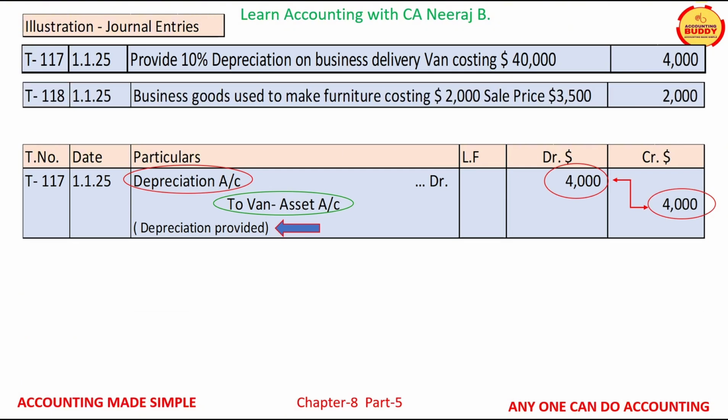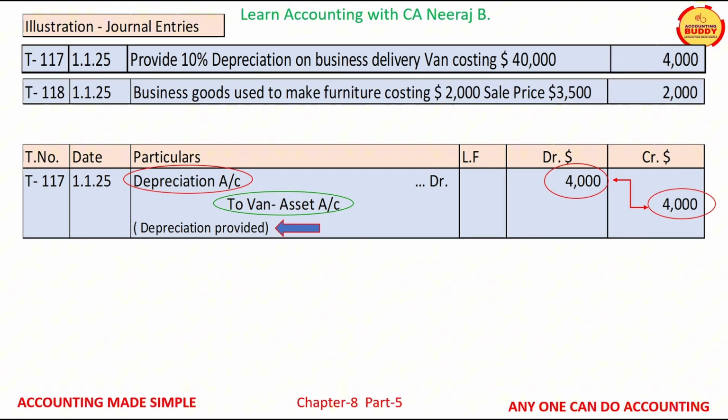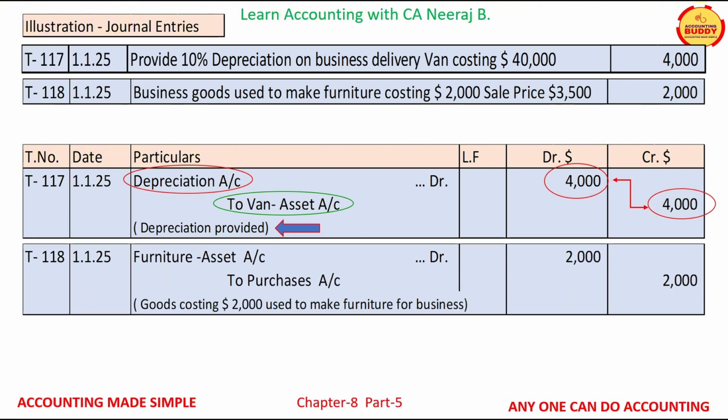Transaction T118 is business goods costing $2,000 used to make the furniture. The sale price of the goods is $3,500. The two accounts which are affected by this transaction are furniture asset account and purchase account. Furniture is an asset account, and as per asset account rule, debit asset when it increases. Purchase account is an expense account, and as per expense account rule, credit expense account when it decreases.